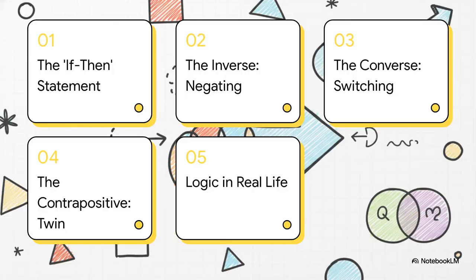And here's how we're going to do it. First, we'll nail down the basic if-then statement. Then, we'll look at the 3 ways you can change it: the inverse, the converse, and the really cool one, the contrapositive. And to wrap it all up, we'll see how this stuff pops up in the real world.